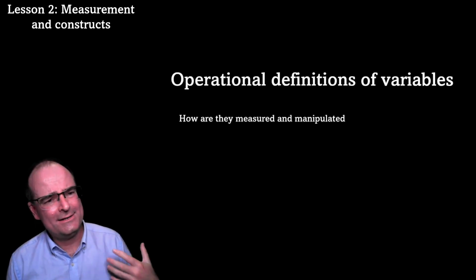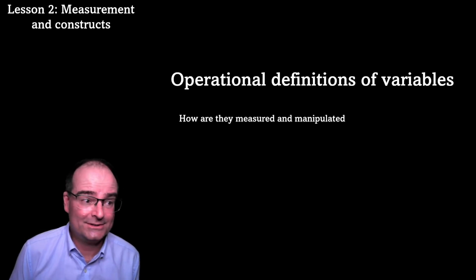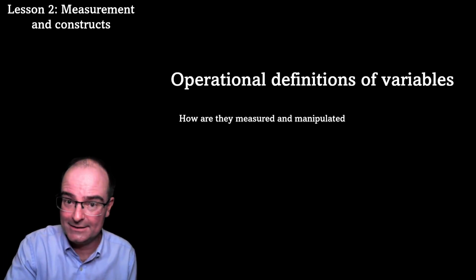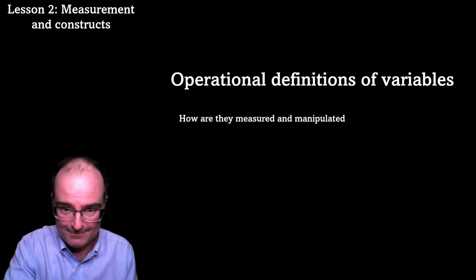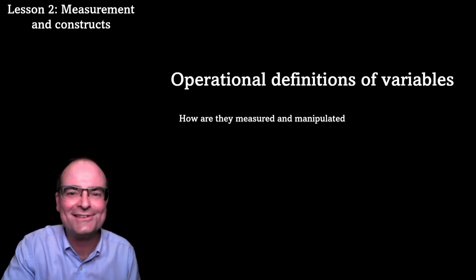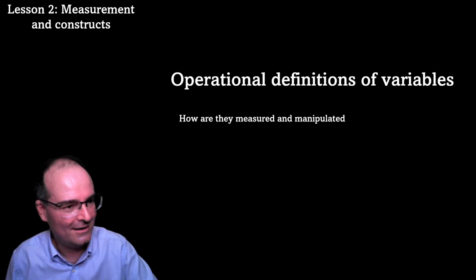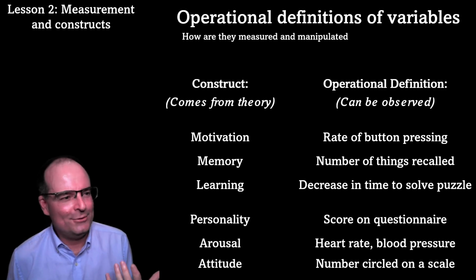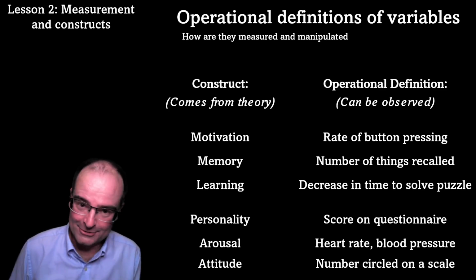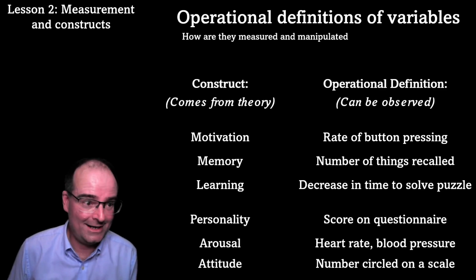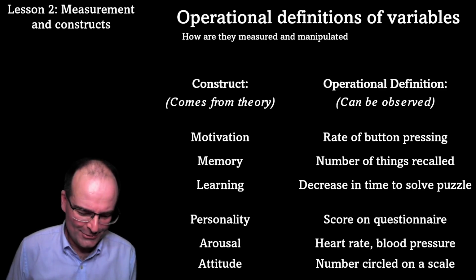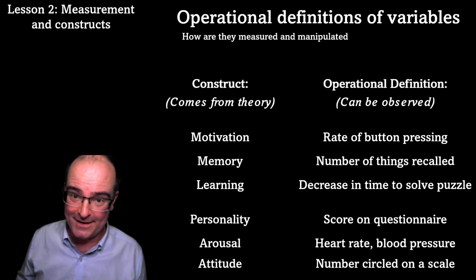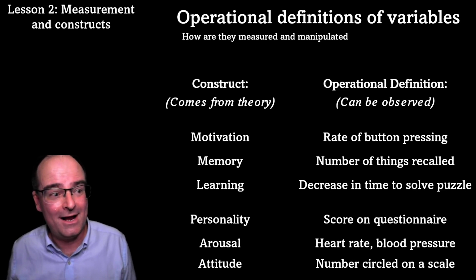The next step, though, is the operational definition of variables. And this is simply how they're measured and how they're manipulated. The reason why I said simply is because it's not that simple to operationally define a variable. Ultimately, if you're interested in motivation, memory, learning, personality, arousal, or attitude, you have to design an experiment and test your hypotheses. So it's not enough to talk about these concepts and conceptually define them as what they are and what they aren't. You need to talk about how they're going to be measured.